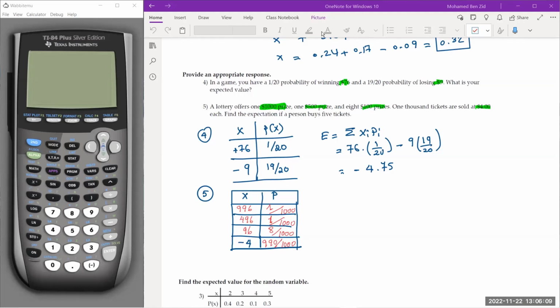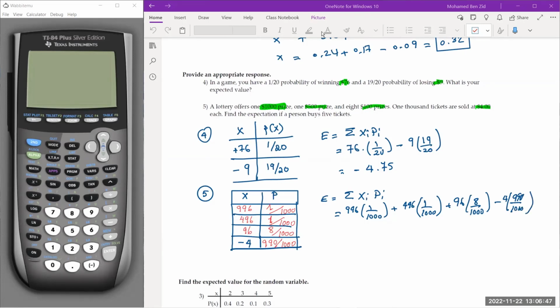Everybody okay with this? Now, if I'm going to do it by hand, the expected value is going to be kind of annoying. The sum of xi's times pi's. And this is going to be 996 times 1 over 1,000, plus 496 times 1 over 1,000, plus 96 times 8 over 1,000, and then minus 4 times 990 over 1,000. And obviously, you do not want to do this. You don't want to do it by hand.